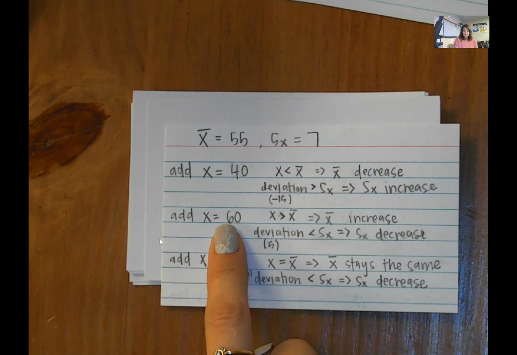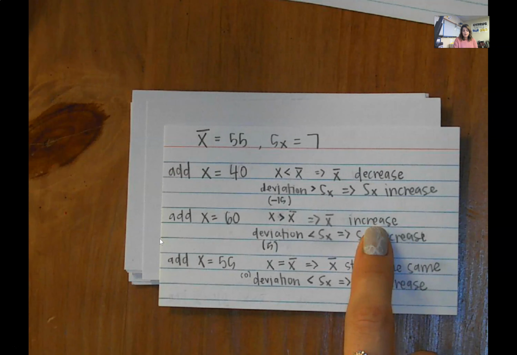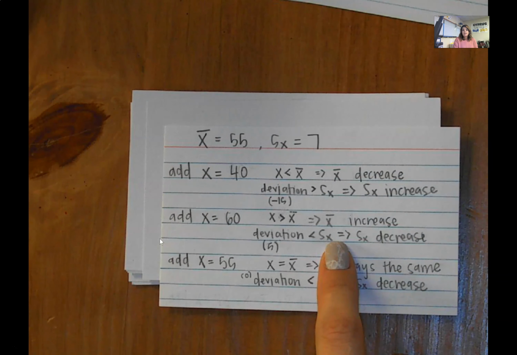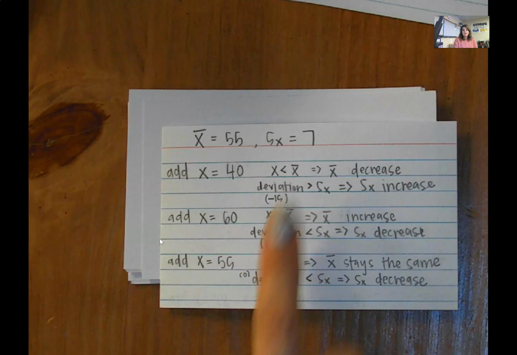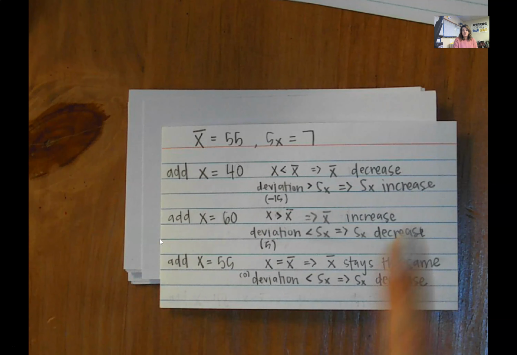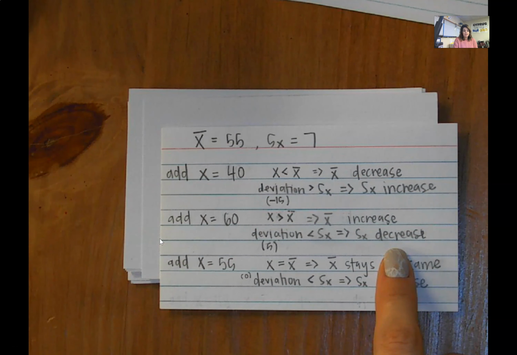If we add 60, our mean will increase because the point we added is bigger than the mean. Our deviation is going to decrease because it's only 5 away from the mean when the standard is 7. So it is less than the standard, so standard deviation decreases.